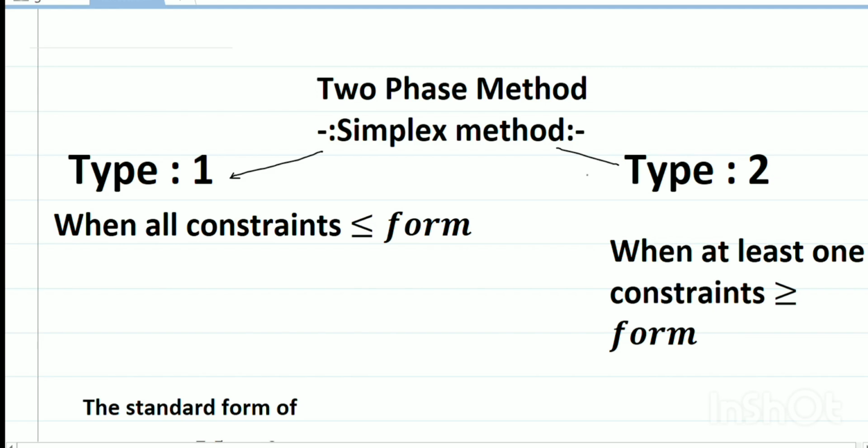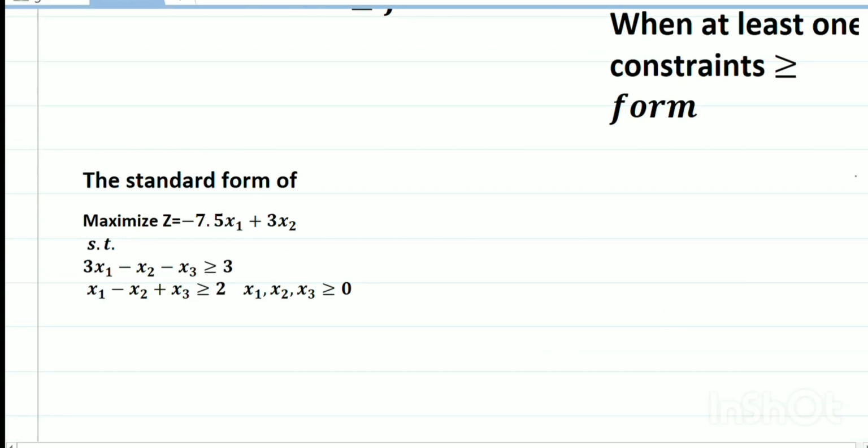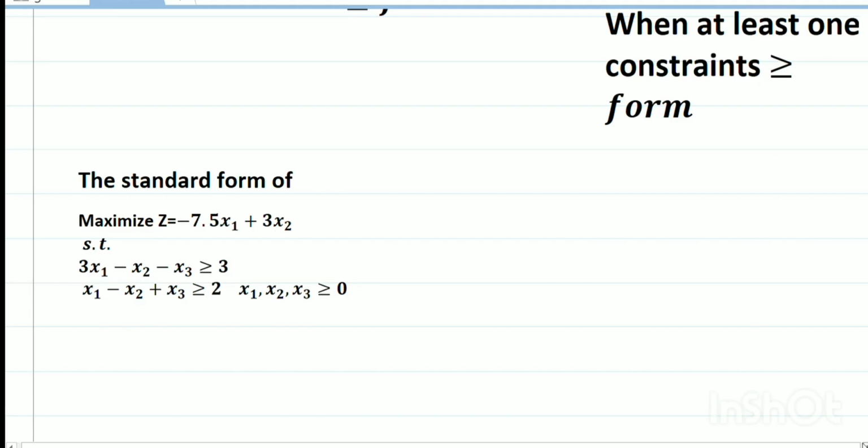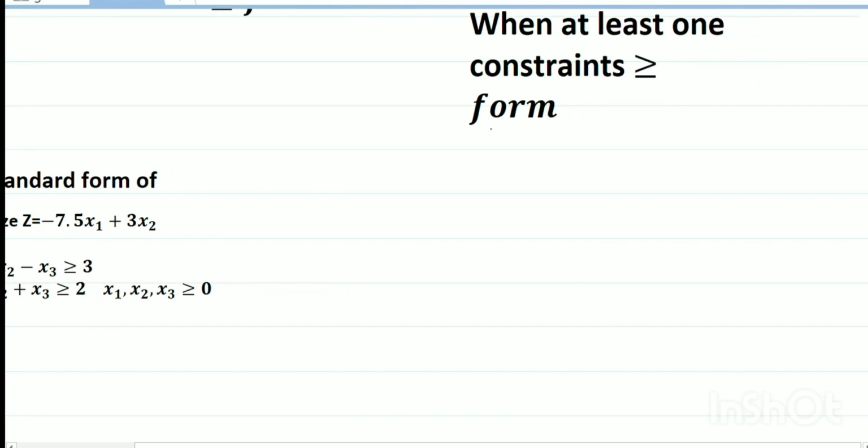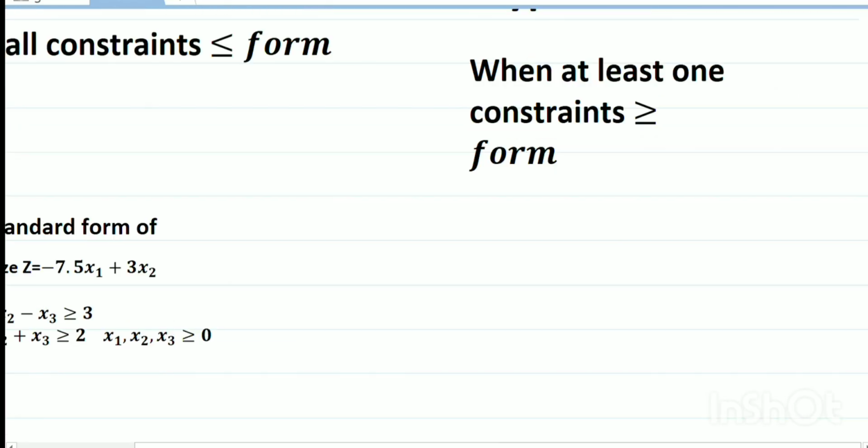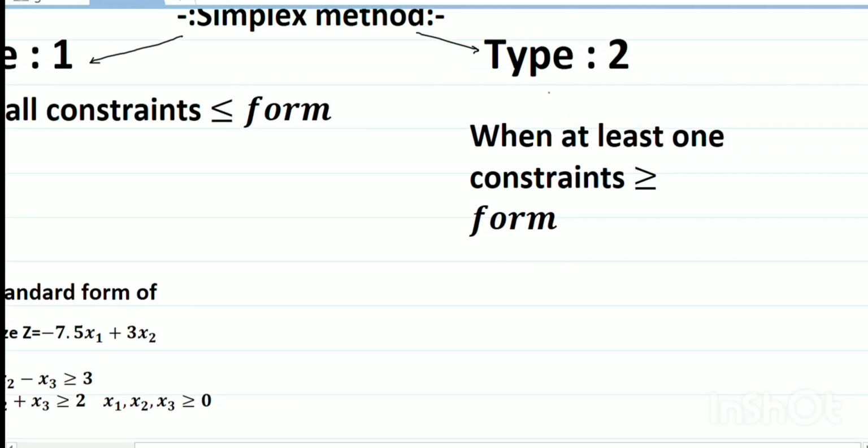2. So type 1 is when all constraints are in less than or equals to form, and type 2 is when at least one constraint is in greater than or equals to form. So friends, I think you know these types of simplex method, okay?